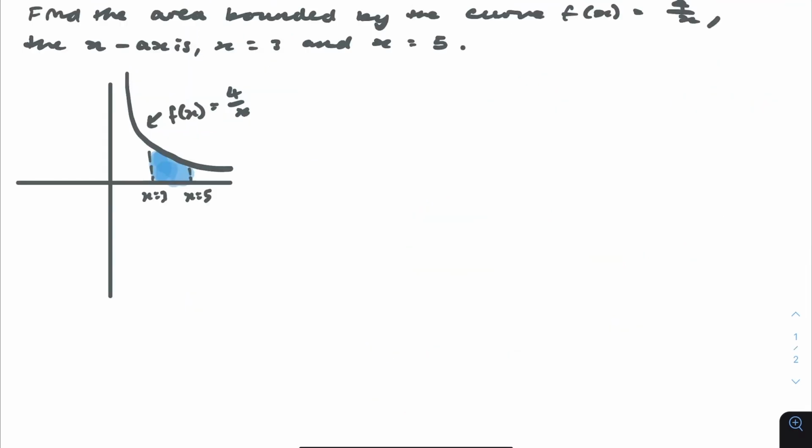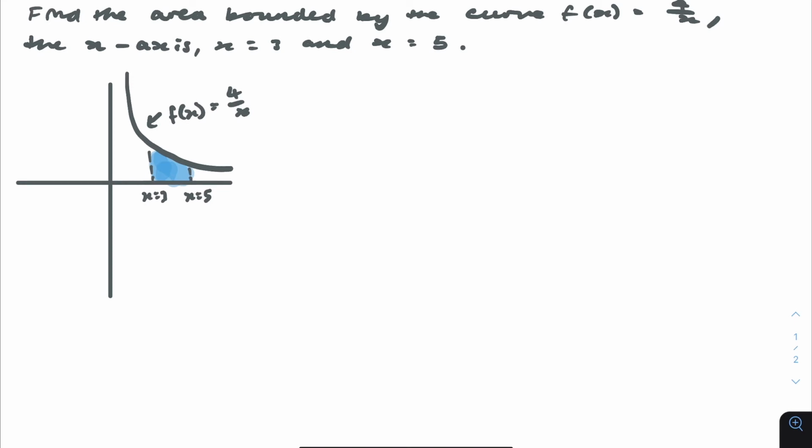So our final problem will be finding the area bounded by the curve f of x equals 4 over x, the x-axis, x equals 3 and x equals 5. And as you can see, I've drawn a little diagram here to assist us. However, if you want to do this on your own first and try it out, you can. If not, or if you're still not completely comfortable, you can follow along with me. So pause the video if you want to try it now, otherwise we're going ahead.